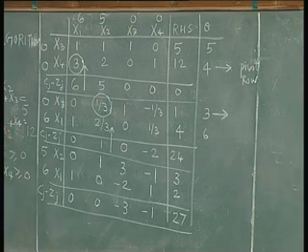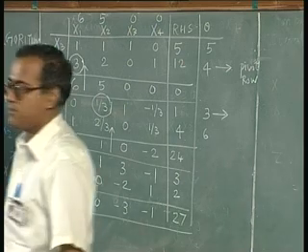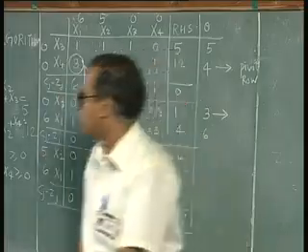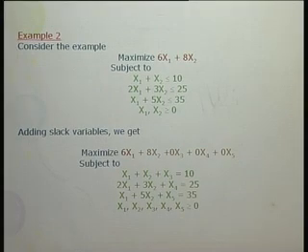Now let us take another example for the simplex algorithm, and work out a different problem. The problem is to maximize 6x1 plus 8x2, subject to x1 plus x2 less than or equal to 10, 2x1 plus 3x2 less than or equal to 25, x1 plus 5x2 less than or equal to 35.